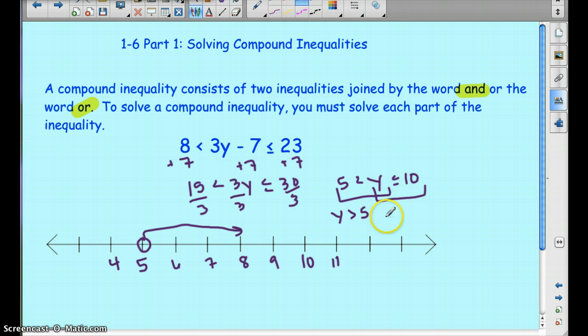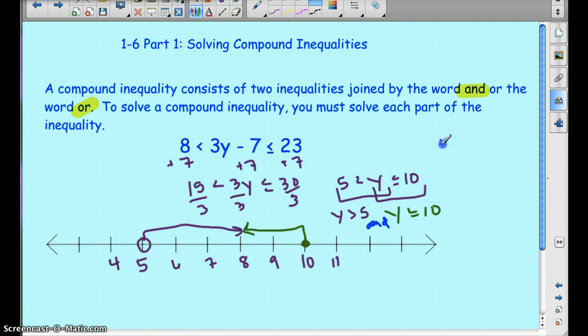And the other inequality is y is less than or equal to 10. So that's going to be a closed circle, and we're going to go to the left. See how we have this intersection here? Our values are in between 5 and 10. So that's how we know it is an "and" inequality.